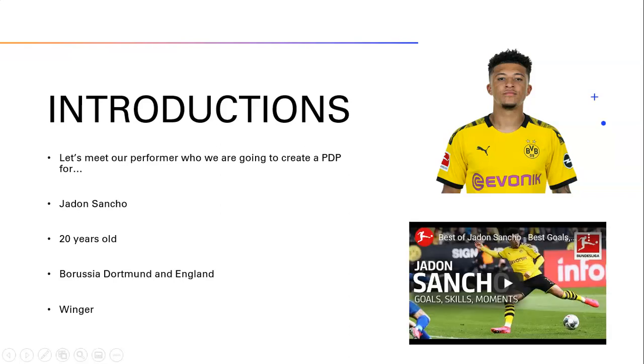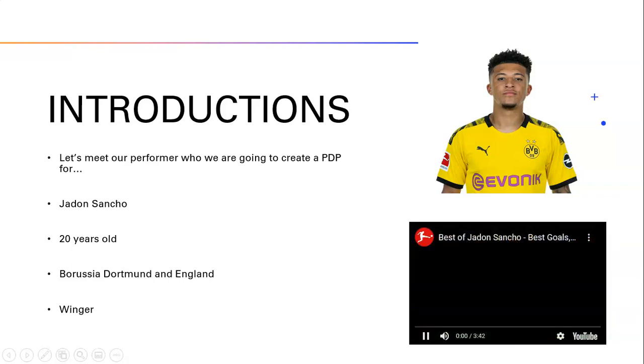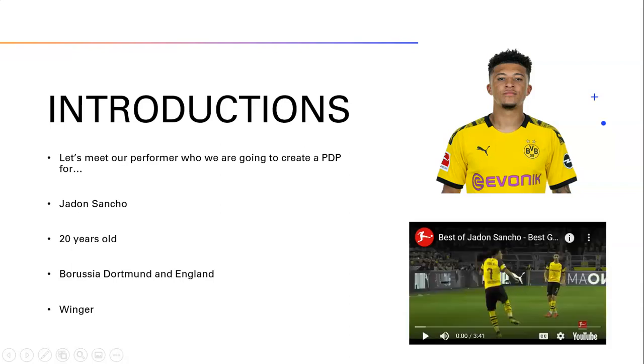To help provide some context that will help us through the key planning information, we are going to use a model performer. In our case, we are going to use a professional football player called Jadon Sancho. Sancho is a 20-year-old winger who plays for Borussia Dortmund and England. Watch the video below to see how he performs.